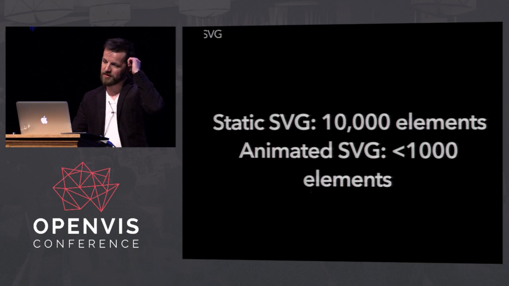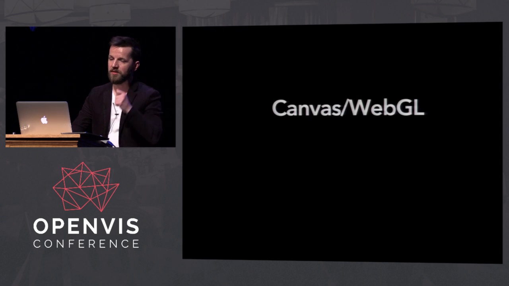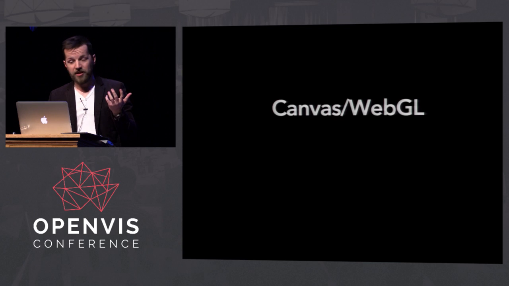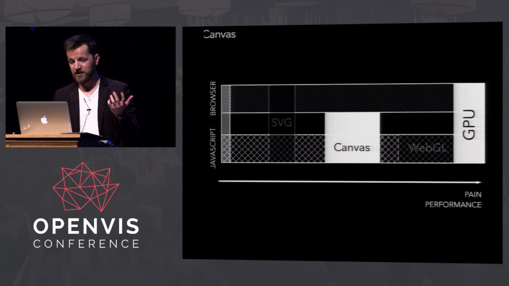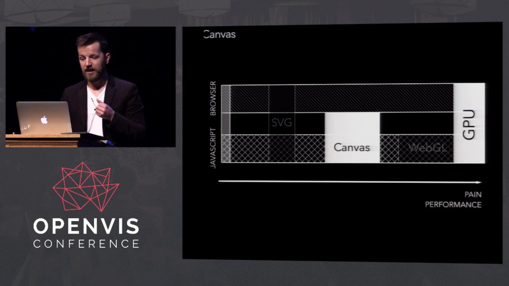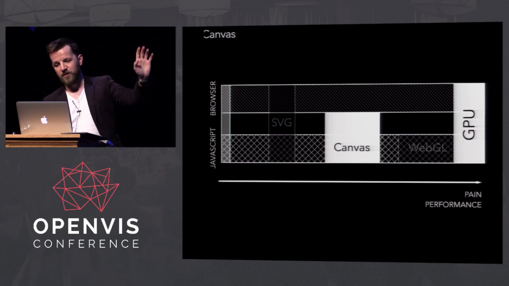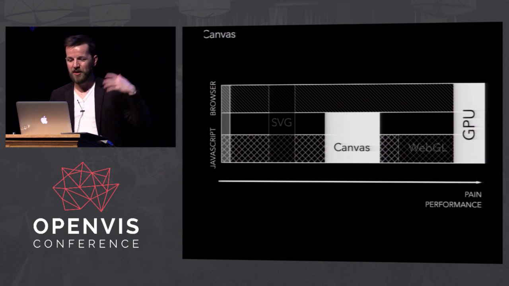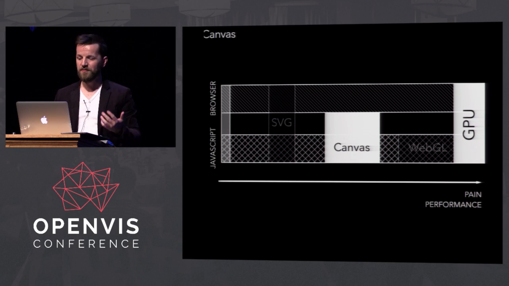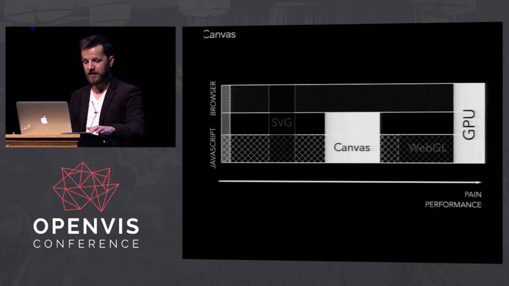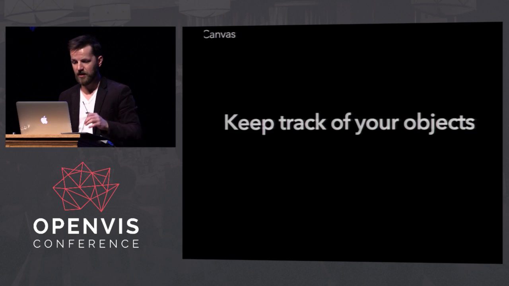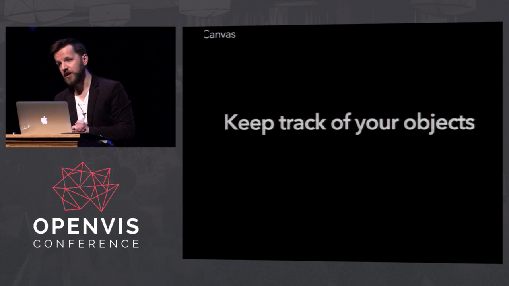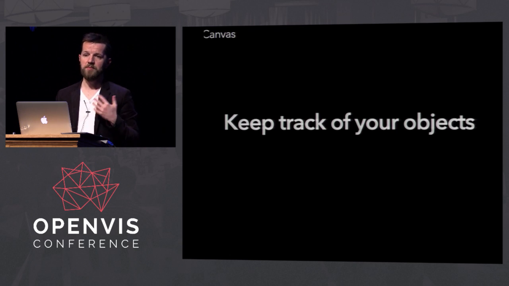Okay, but what if you want to go beyond that? That's what these other two technologies are for, Canvas and WebGL. And as you can see, we're slowly moving towards this space, which is called the GPU. So with Canvas, we actually have a clearly defined API, and we can work with that, and it's not too bad. But the thing about Canvas and WebGL is that they're both in so-called immediate mode.